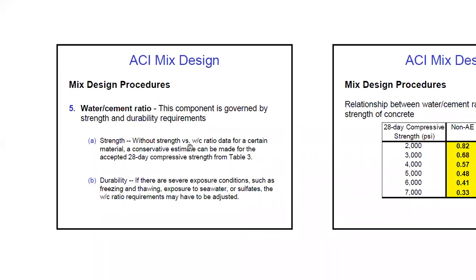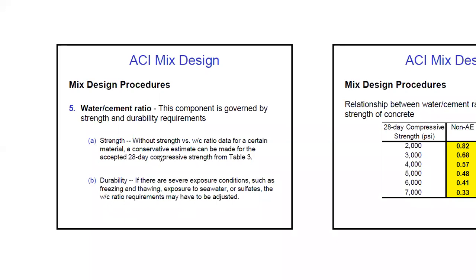Okay? So without strength versus water cement ratio data for certain material, a conservative estimate can be made for the expected 28-day compressive strength from table 3. So the table on the next slide is going to be table number 3. It gives us a predictive water cement ratio for the required strength. Durability: if there are severe exposure conditions, such as freezing and thawing, exposure to seawater or sulfates, the water cement ratio requirement may have to be adjusted.